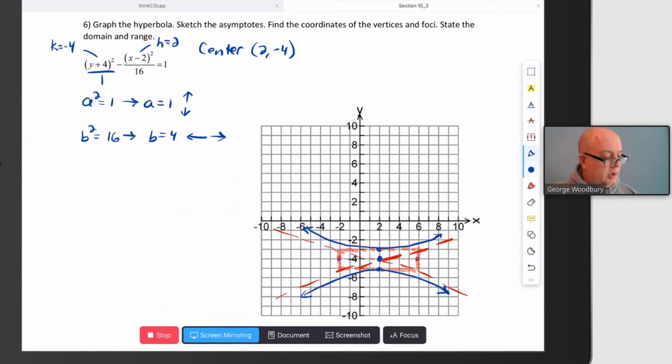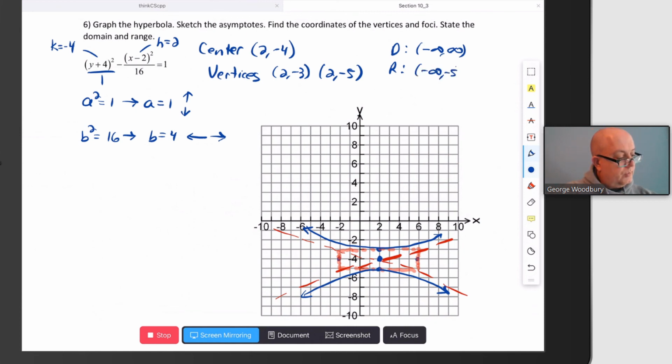See, we want the vertices, so those were 1 above and below our center. The vertices were at 2, -3, add 1 to y, and 2, -5, subtract 1 from y. The domain, all real numbers, we've got arrows to the left and the right. The range starts at -infinity, goes up to where it turns around at -5. Begins again at -3 and goes to infinity.